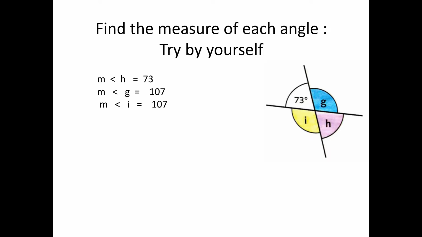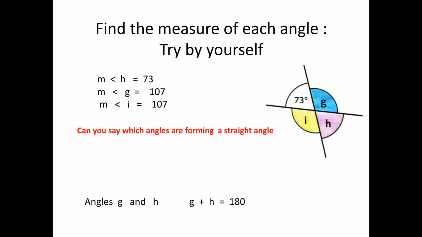How to make sure that your answer is correct? Add all the four angles. You have to get 360 at the end. Now, can you say which angles are forming a straight angle here? Look at the model carefully. Which two angles are forming a straight angle?